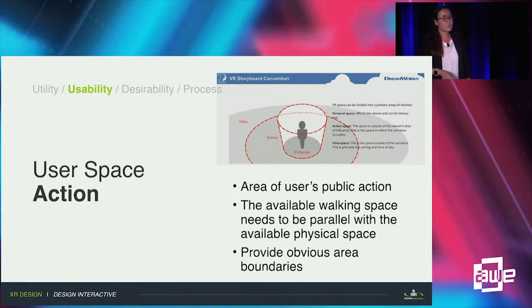The next area for the user is their action space. This is the area that they might be walking in, or they might be throwing things. So this is kind of their immediate area outside of their personal space. And again, this is the area that you would provide obvious area boundaries.